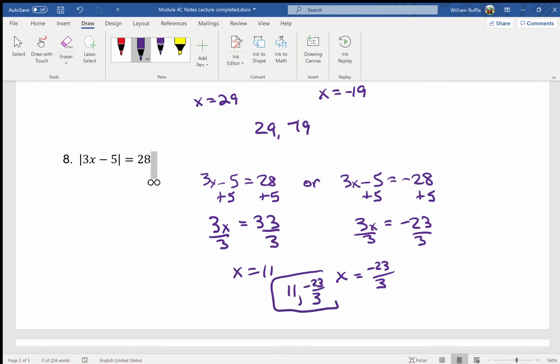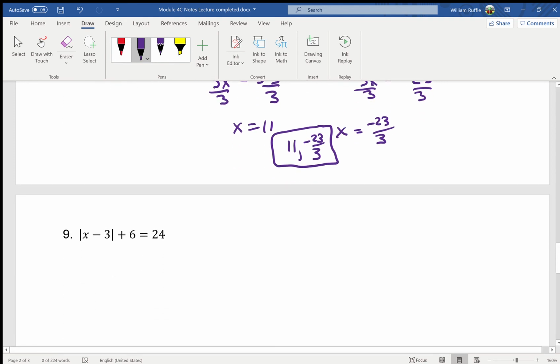I know that second one looks a little funny, but there's nothing wrong with that. As always, if I can reduce the fraction, please do. If not, you're good to go.